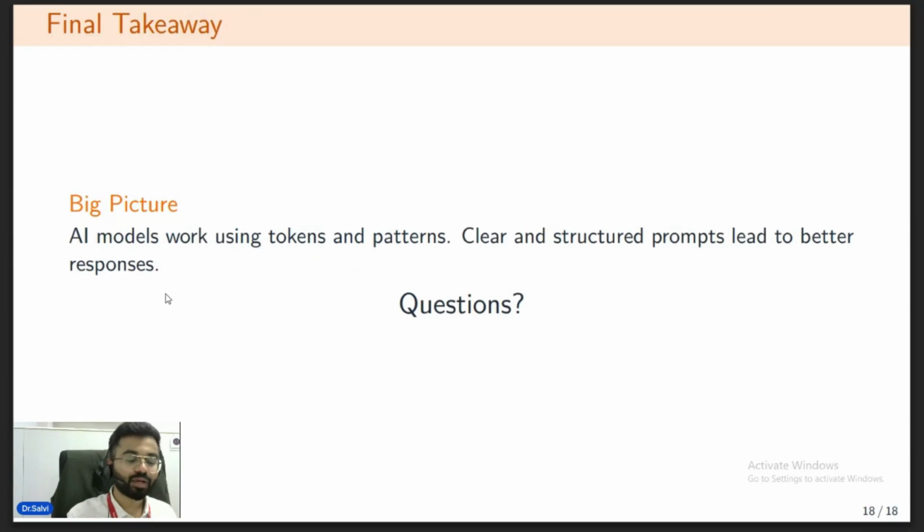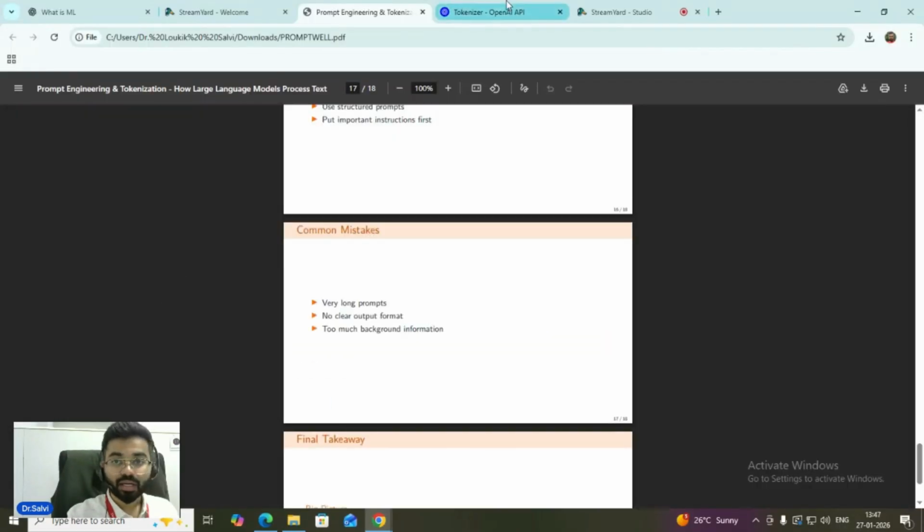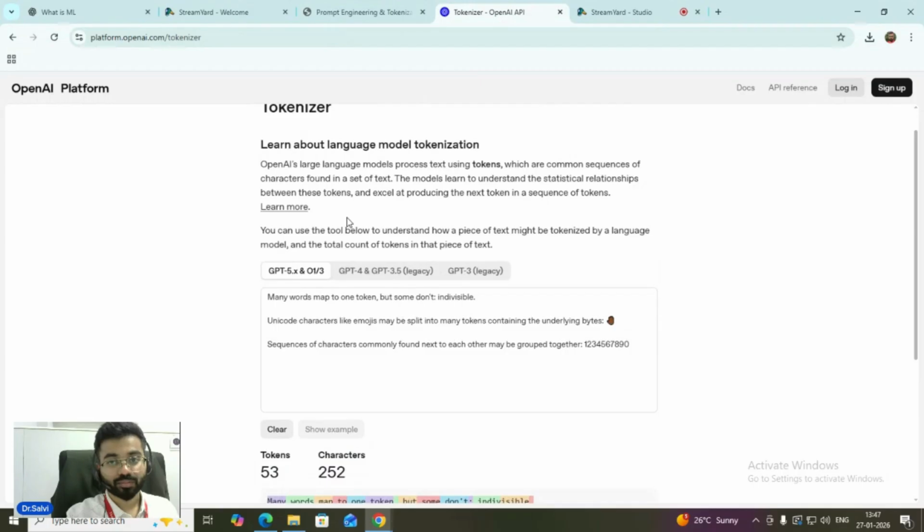And lastly, the final takeaway: the AI models use tokens and patterns, always. So clear and structured prompts are always going to lead us to better responses. But in the wake of clear and structured prompts, we always forget that too-long prompts are also not a good substitute for what we want to do. So always having crisp, not too long, not too short, tokenized prompts is going to be important. For that, we always have to remember the exercise that we did today.